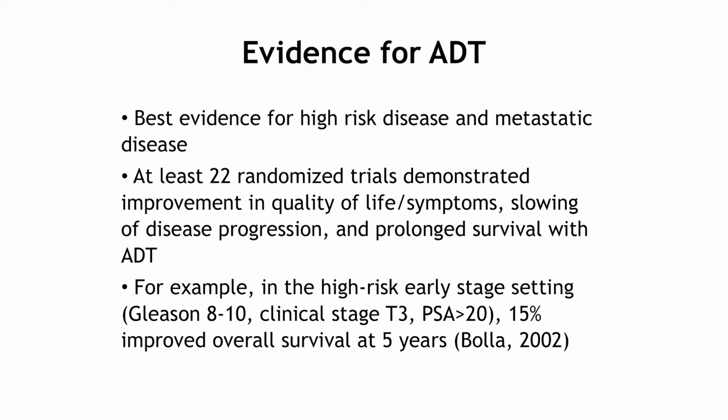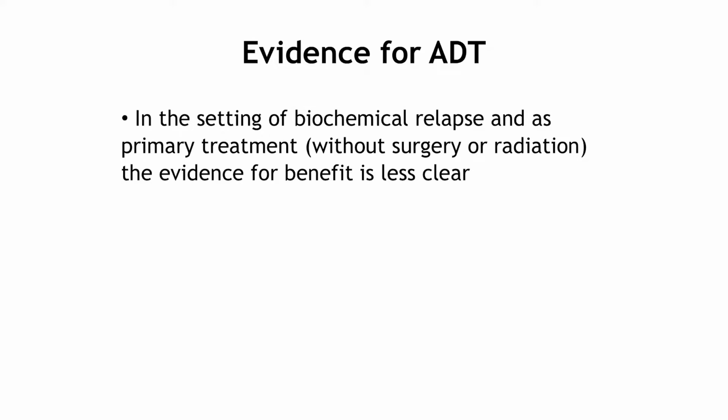For example, how big is the benefit? If you have high-risk cancer and you're going on radiation, and high-risk cancer means Gleason 8 to 10, or clinical stage T3 disease, or a PSA greater than 20, or all of the above, if you add ADT on top of radiation, there is a 15% improvement in overall survival at 5 years. That's pretty big. So these are not subtle or small benefits in these settings. In the other two settings, the evidence is not as strong as I mentioned.